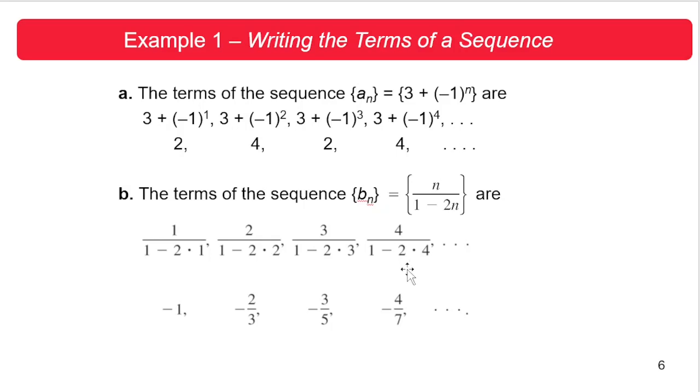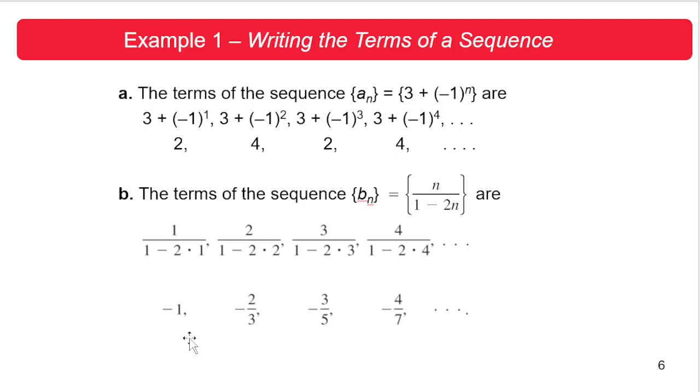For the fourth term, if n is 4, you have 4 over 1 minus 2 times 4, but 2 times 4 is 8, and 1 minus 8 is negative 7. So we have negative 4 over 7 as the fourth term. So you do the same for the rest of the terms to get the remaining terms of the sequence.